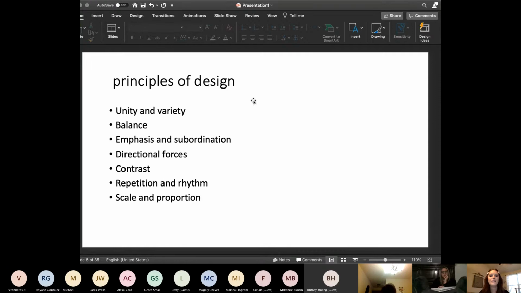So our different principles of design that we're going to be covering today are unity and variety, balance, emphasis and subordination, directional forces, contrast, repetition and rhythm, and scale and proportion. We're going to be going through every single one of these principles and looking at different examples of each. Kind of like when we did all of the purposes of art.